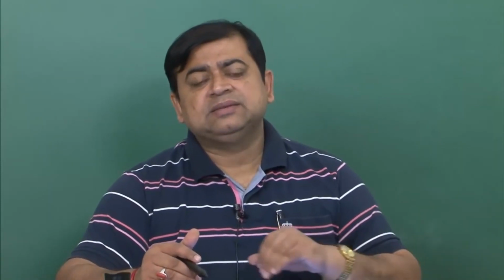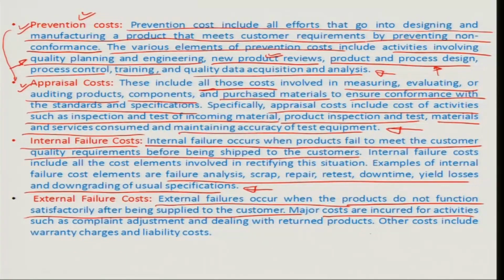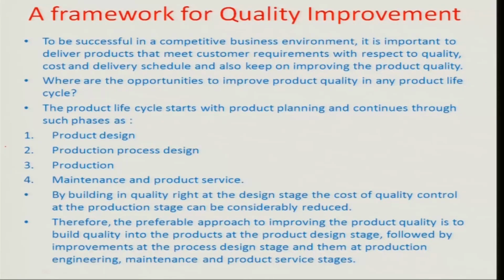Okay, so that's what mostly these companies are intending these days, that once it is sold to the customer, the liability of the failure also is partly owned by the company. And so these are major costs which are incurred for activities such as complaint adjustment, dealing with returned products, and other costs like warranty charges, liability costs, etc. These by and large should be avoided and should be limited to the internal failure cost level. So this is the cost structure for ensuring that there is a quality system in place on deployment.